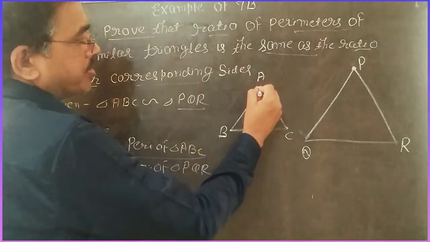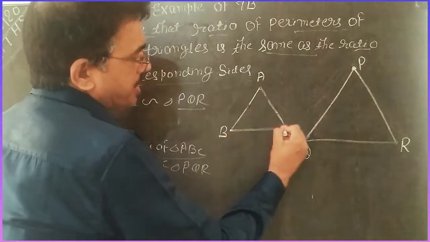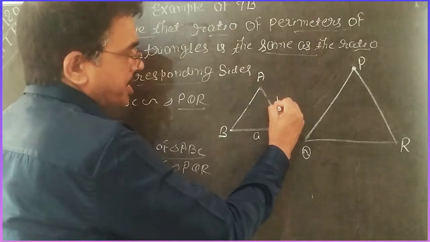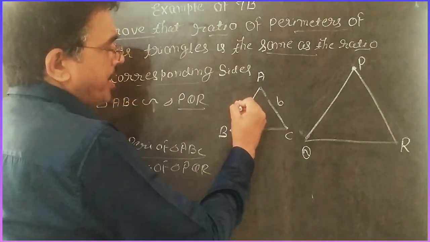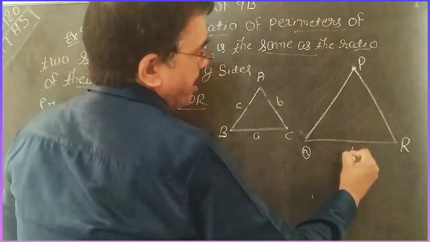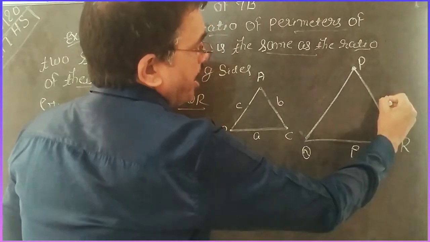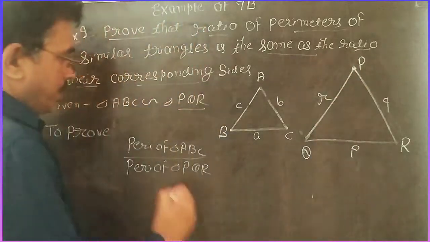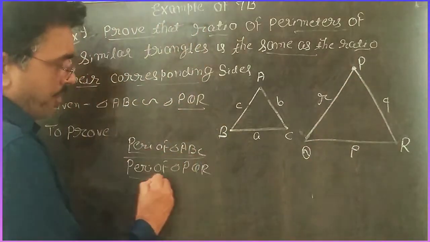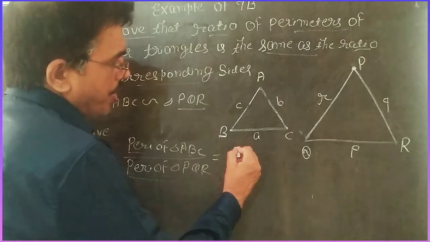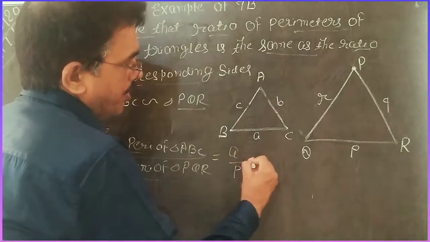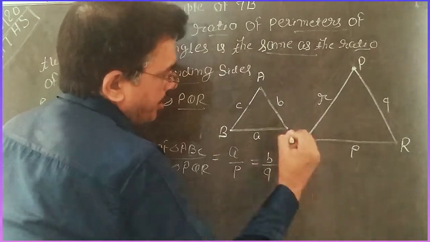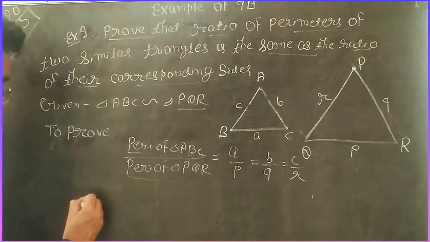But I write here in a short form: here is A, then the side BC is denoted a. Here is B, then the side AC is denoted b. Here is C, it is c. Similarly here is P, then the side QR is p. Here Q, then PR is q. Here R, then PQ is r. So perimeter of triangle ABC by perimeter of PQR is equal to a by p is equal to b by q is equal to c by r. You have to prove this.